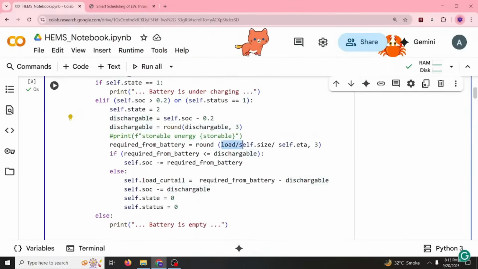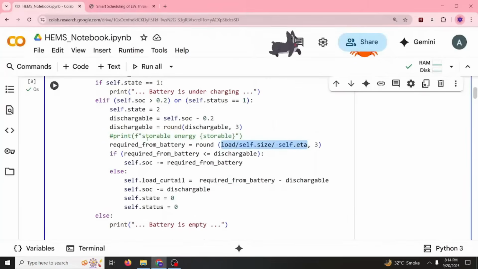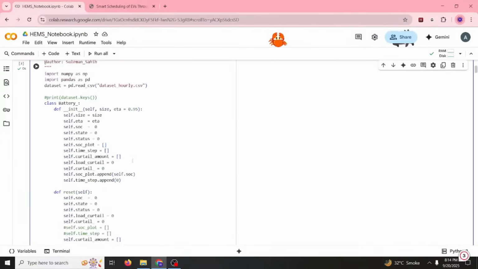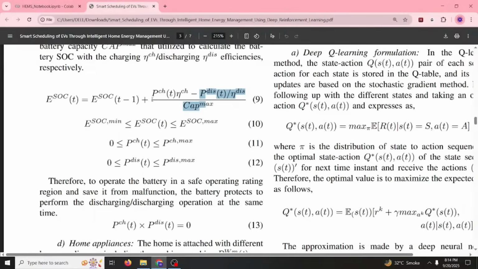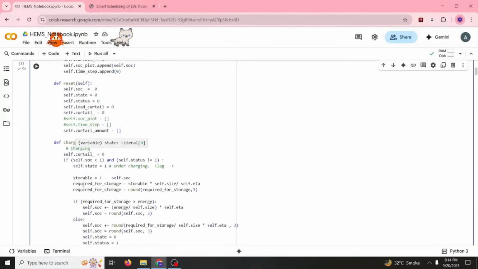So now we get the dischargeable amount. Once the dischargeable amount is obtained, then this is the load divided by the size divided by the eta. That gives us the actual amount that we are going to discharge. Here it is the load divided by eta divided by the overall capacity of the battery. This is the discharging part that we have done. So in this whole class object of the battery, we are doing equation number 9 in this setup.